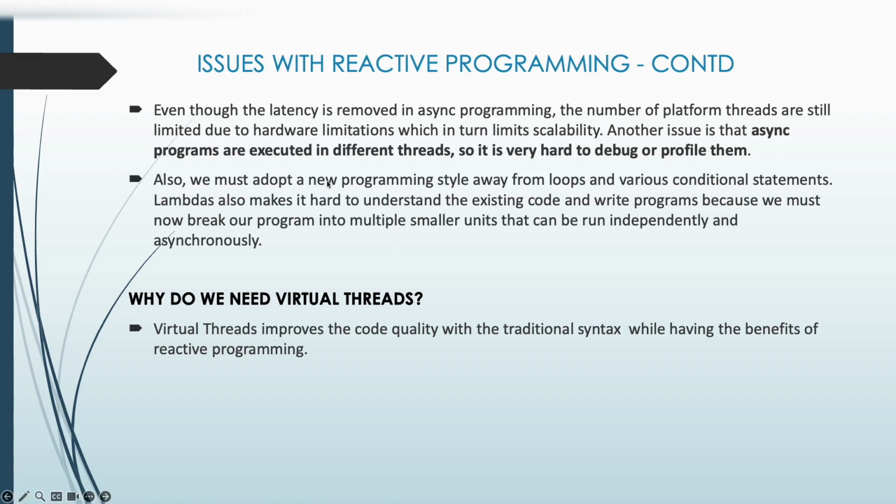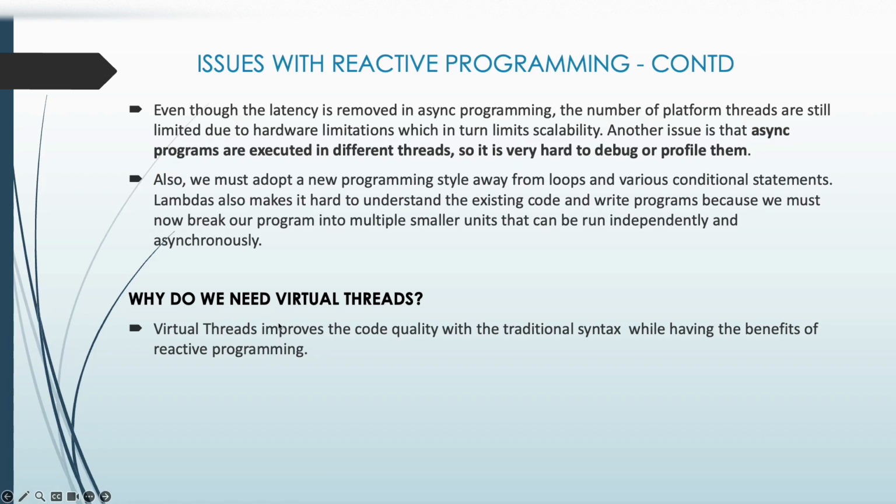Also, for asynchronous programming, we are using loops and conditional statements using lambdas, which makes the code even more complex. And we have to break our code into multiple smaller units. Why do we have to break it into multiple smaller units? So that we can make it all asynchronous and make it run independently. Is it that easy? No, it's not that easy with the new lambdas and the syntax of that.